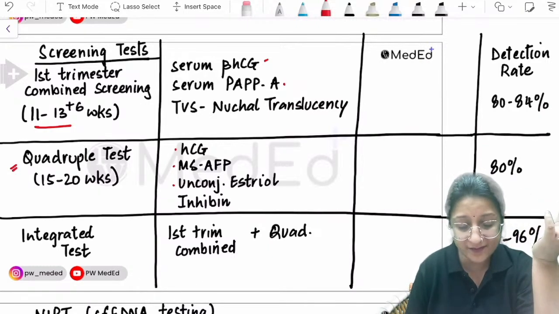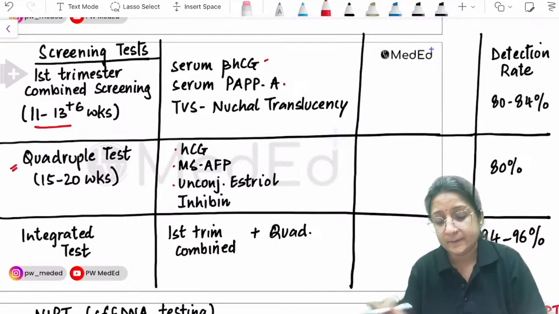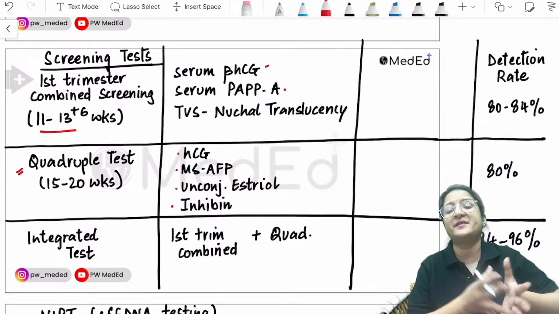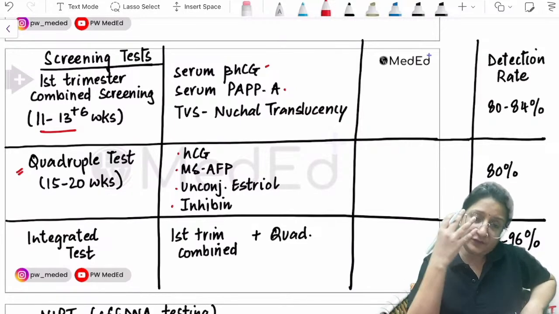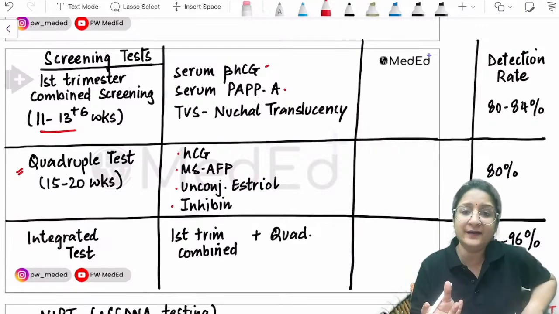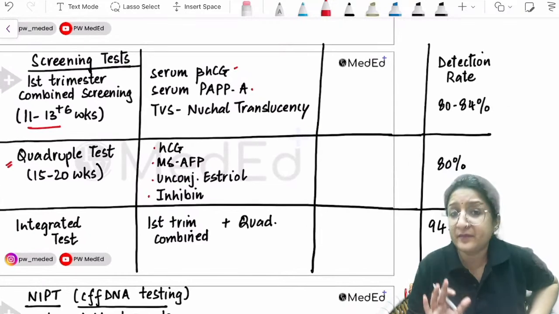Quadruple test is available everywhere, to be done between 15 to 20 weeks, and it includes inhibin as well. And then we have the integrated test, where we do a first trimester combined screening in the first trimester and then a quadruple test in the second trimester, and then get an integrated result. Okay, now important MCQ pointers that you're going to remember from here.